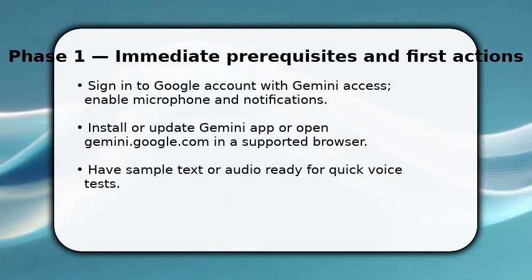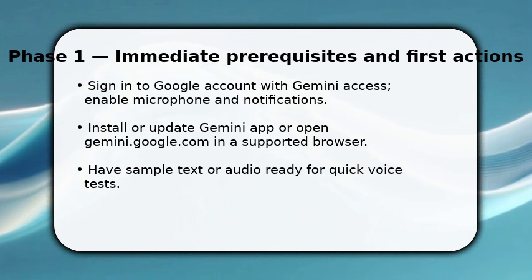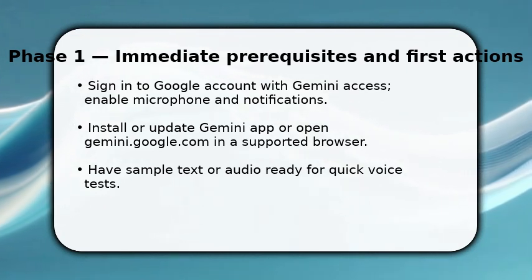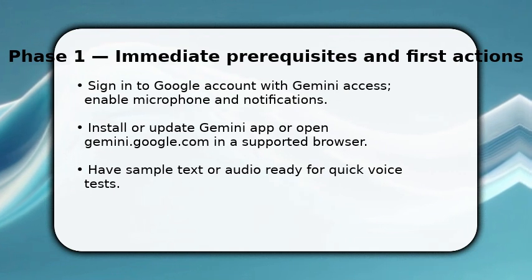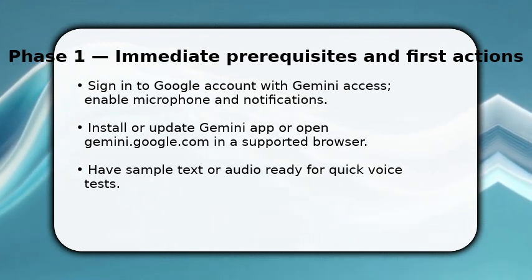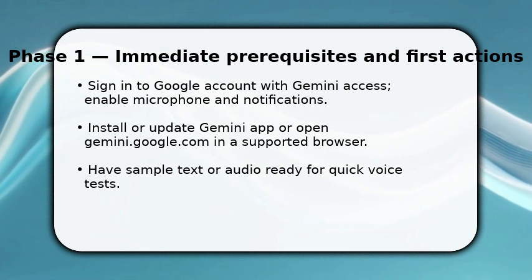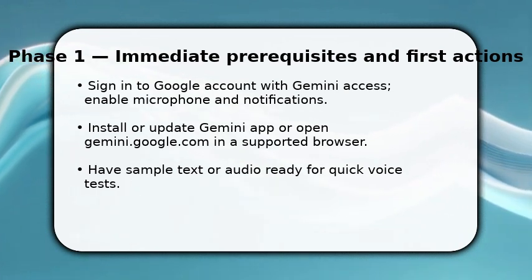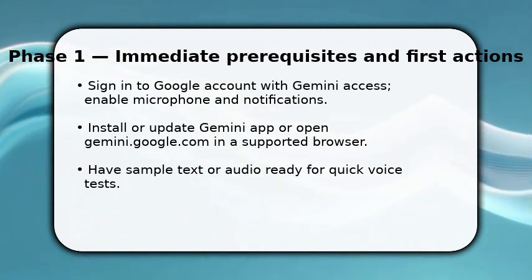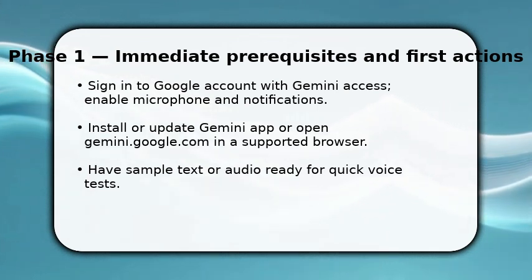You start by signing into the Google account that has Gemini access and make sure microphone and notification permissions are enabled. Once done, open the Gemini app or go to gemini.google.com. You don't need to set up audio hardware except basic speakers or headphones, but have sample text or a short script ready to test voices.